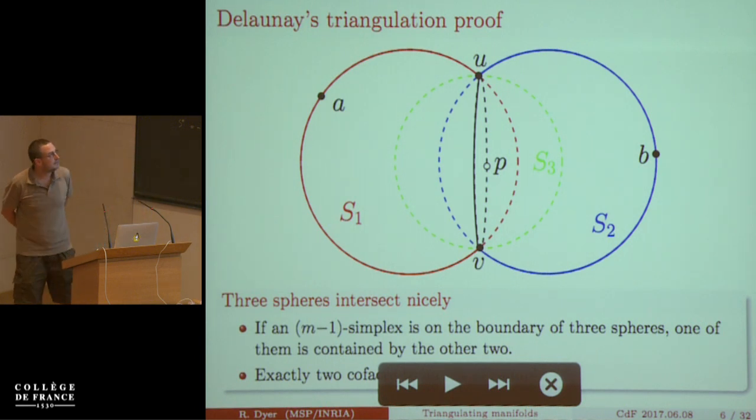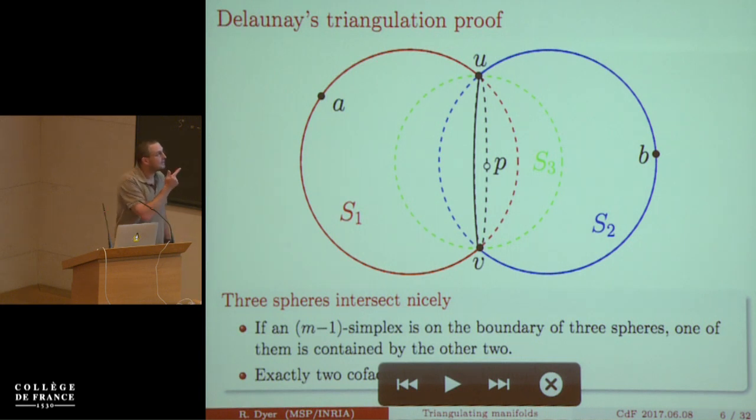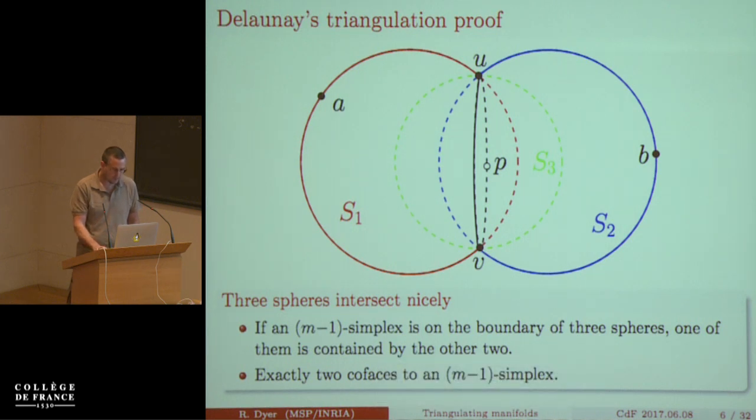And so this means that if you have 3 spheres that contain the same simplex, one of them is contained in the other 2 balls. And because of this, we can never get a third tetrahedron to be a face of this triangle. And I say never. The only way we could do it is if we put a fourth vertex exactly on that circle. And that's a case where it would be degenerate. So this property of an intersection of 3 spheres is important to us.